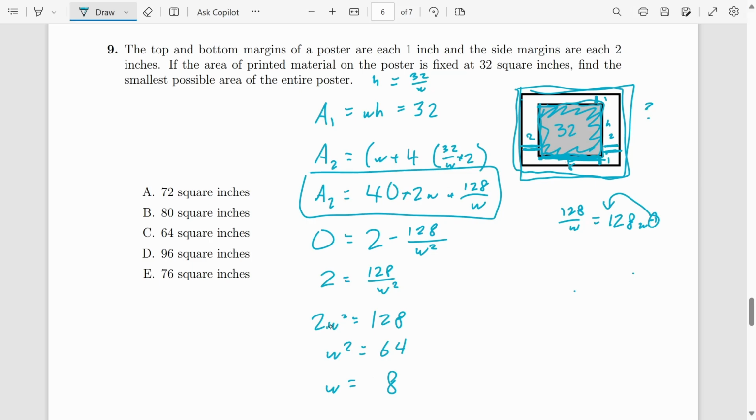So plugging in 8 for all those W's, we get 40 plus 2 times 8 plus 128 over 8. Simplifying this, we get 40 plus 16 plus 128 divided by 8, which is 16. Yes, 16. So 40 plus 16 plus 16. Adding these together, this will be 40 plus 32, which is 72. Answer choice A.